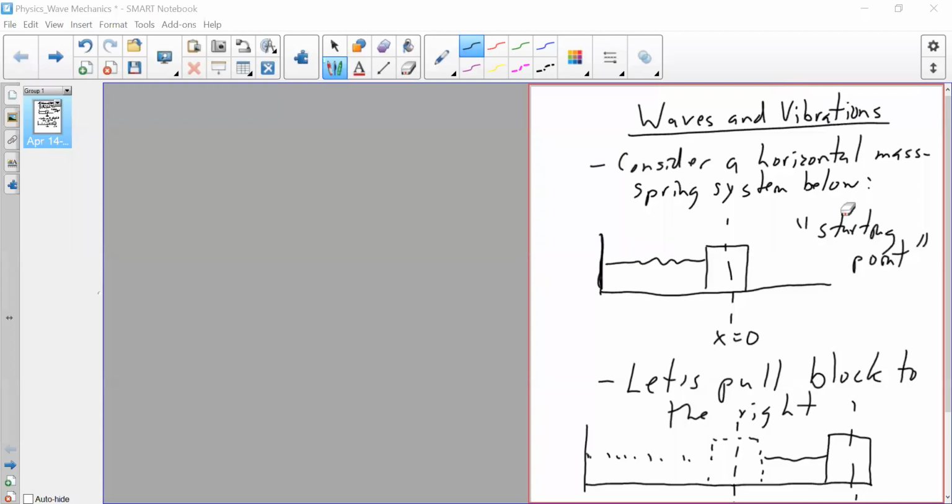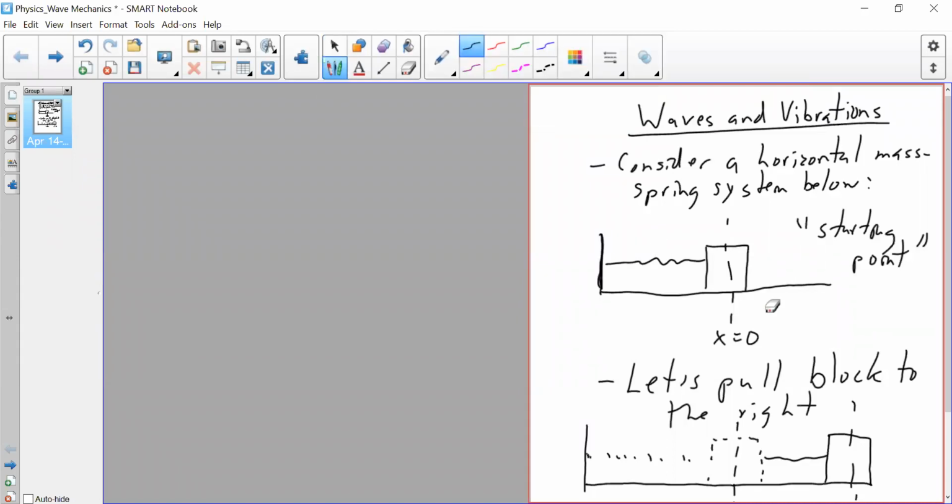So let us consider this waves and vibrations module. Let's consider a horizontal mass spring system below. Let's say that we placed a mass, a little block here, attached to a spring, and its starting point is x equals 0. Just call it that. That's going to be our equilibrium position.